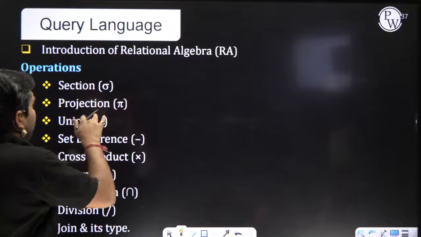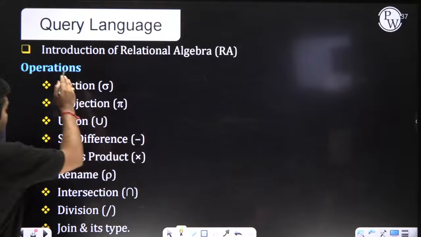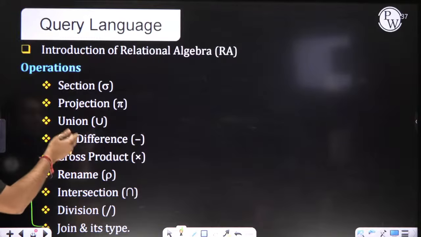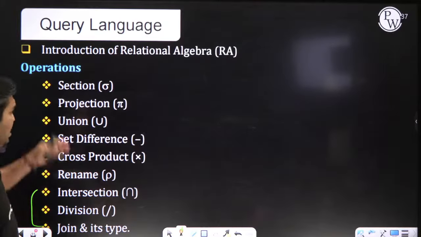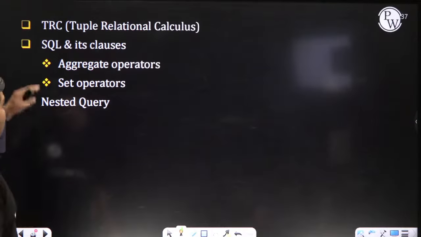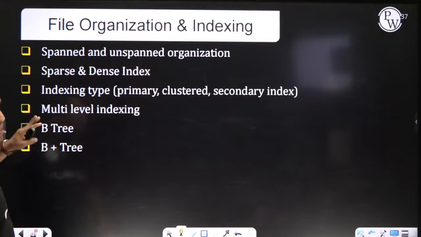Then query language, we discuss relational algebra, its operations and derived operators also. Basic operators and derived operators we will discuss. These are the basic operators. Right now, no need to note down. You will get the PDF. And TRC, SQL and nested queries, each and everything we'll discuss.